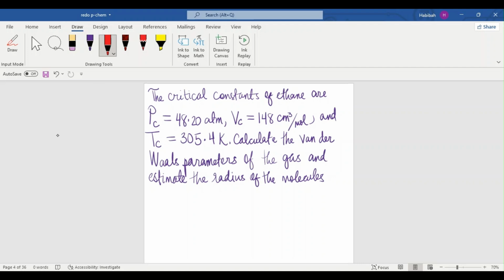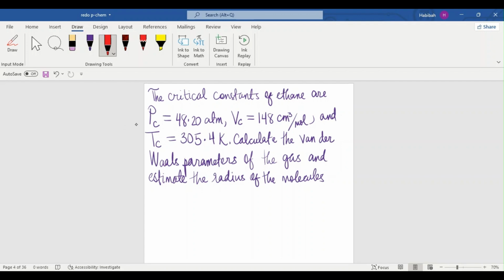Today we're going to be working on the question on the screen that says the critical constants of ethane are PC equals 48.20 atmospheres, VC equals 148 centimeter cube per mole, and TC equals 305.4 Kelvin. Calculate the van der Waals parameters of the gas and estimate the radius of the molecule.